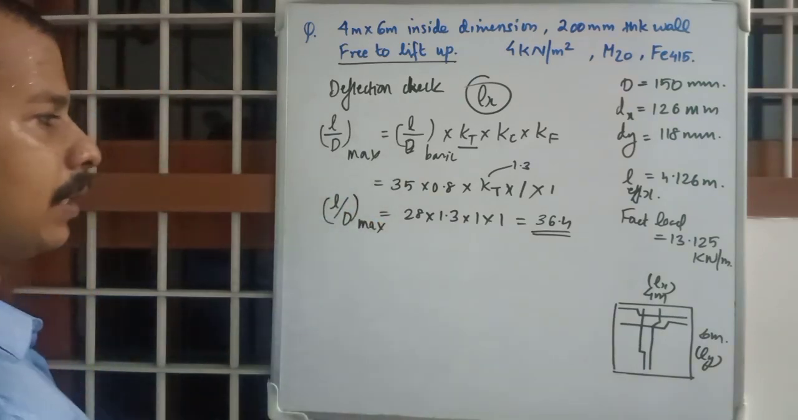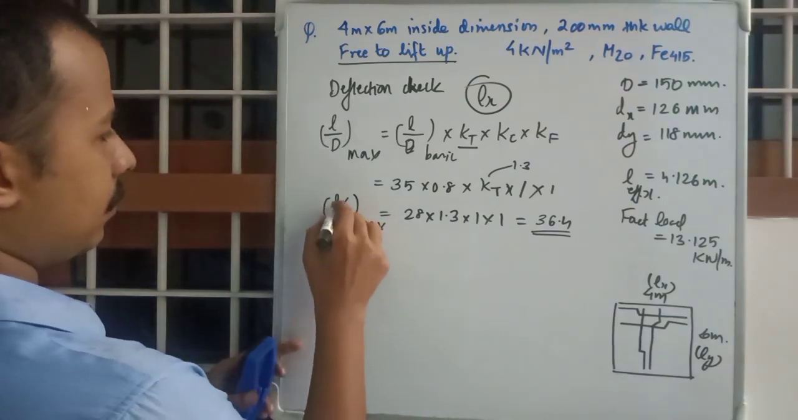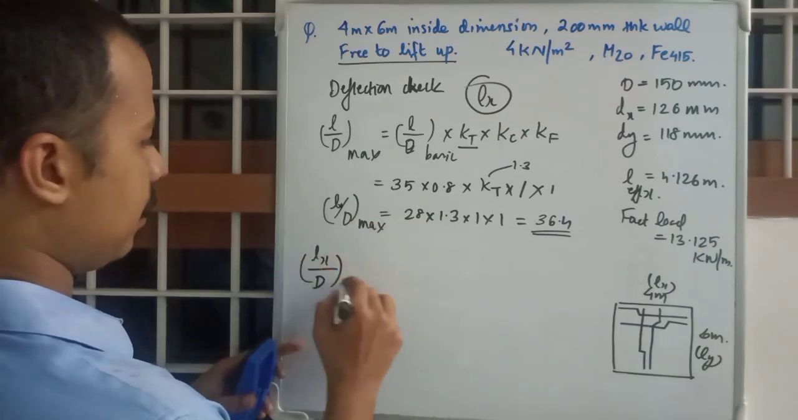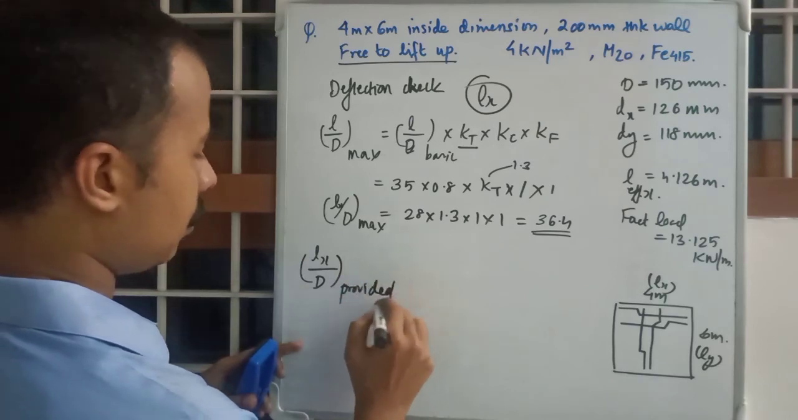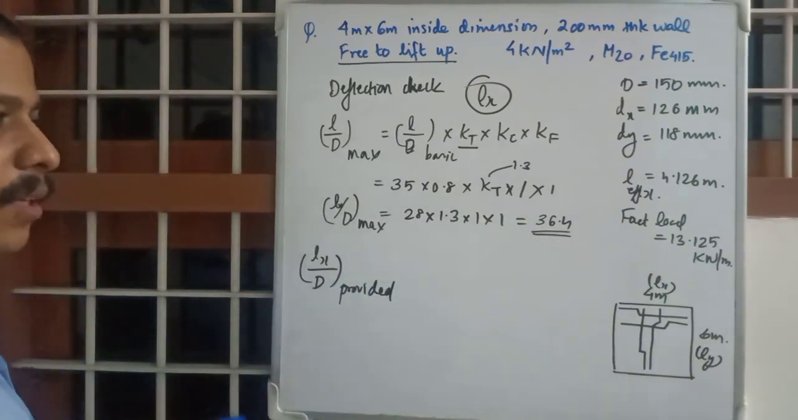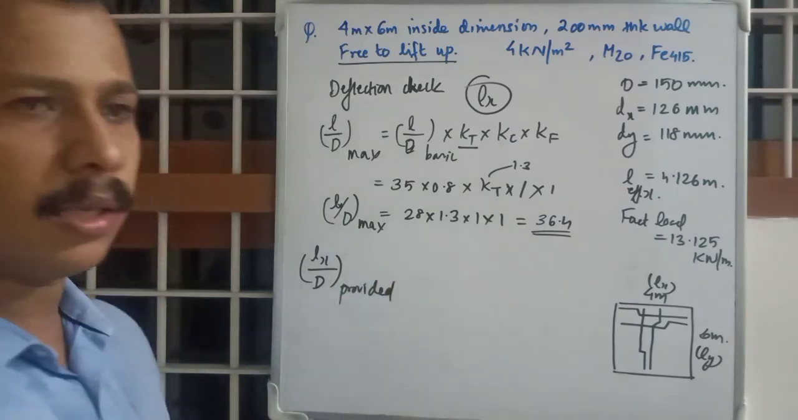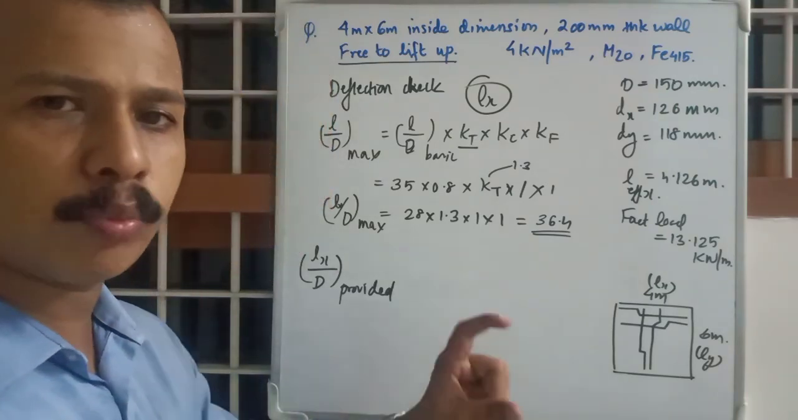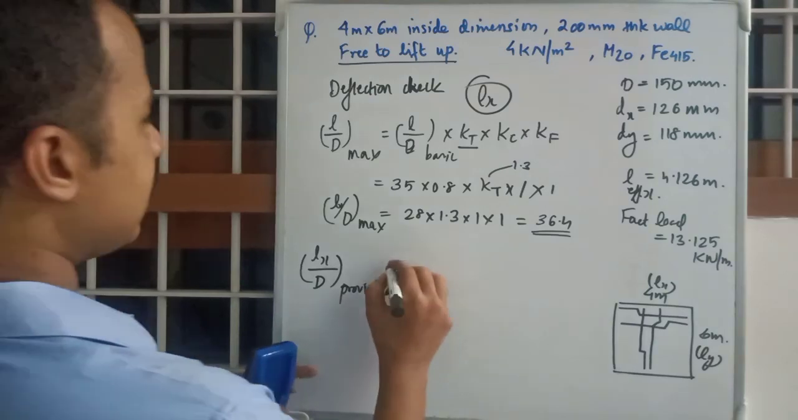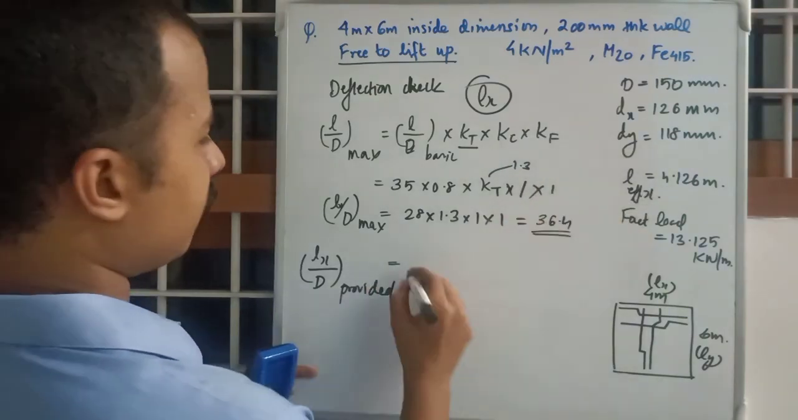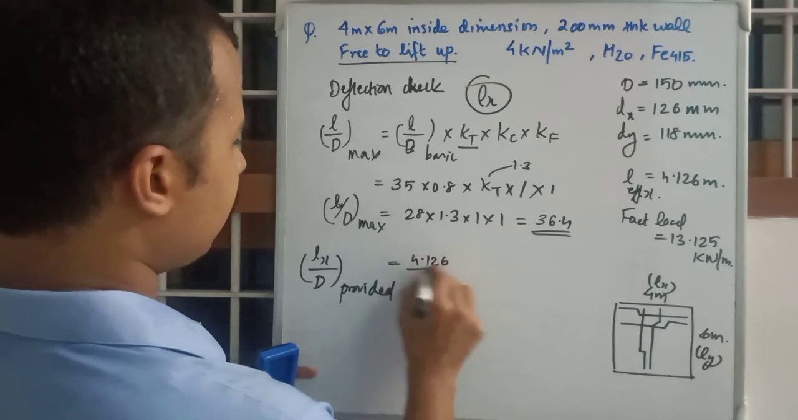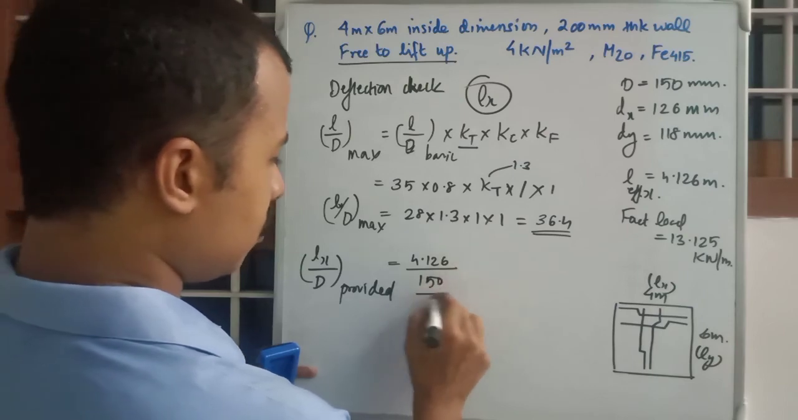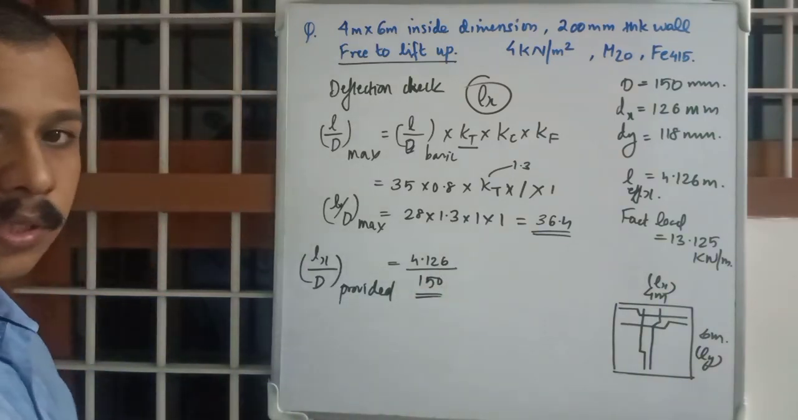This is L by D maximum. Okay, so this is Lx, to be precise, Lx by D provided should not be greater than this. If it is greater than this value 36.4, you will have to redesign, or you will just have to write it should be redesigned, depth should be increased. Okay, that is the inference. We will check it. Lx is 4.126 divided by D, capital D in this case. So do not get confused.